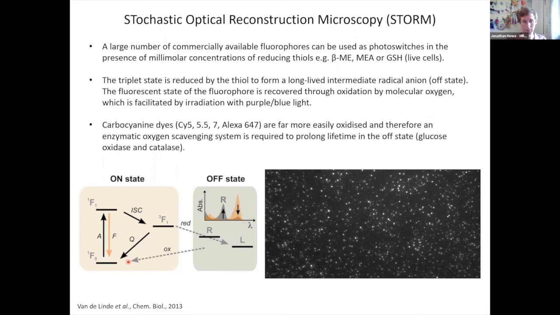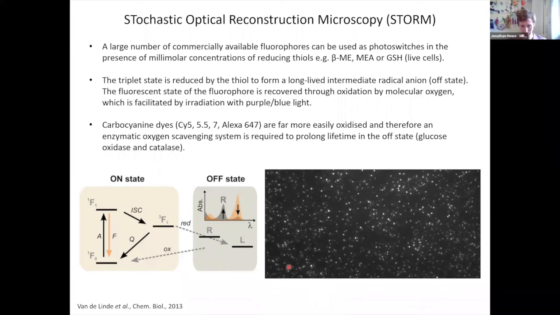The thing to bear in mind is that some dyes, like the carbocyanine dyes, undergo this oxidation process very readily. So it's quite hard to shift them into the off state, or shift enough of them into the off state. So what you can do is add to your buffer, in addition to the reducing thiol, some sort of oxygen scavenging system, like glucose oxidase and catalase, which will mop up most of the molecular oxygen, just to prevent this oxidation process from happening too easily.